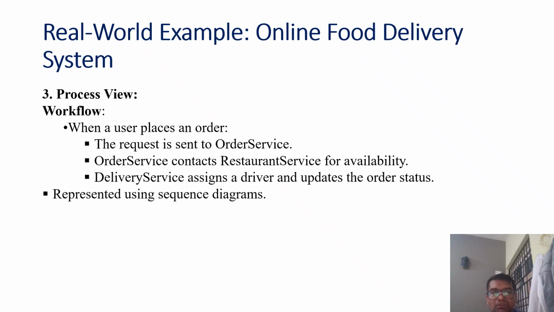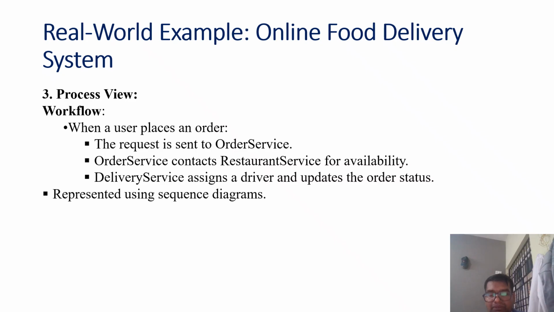Next, we have the process view. As the name itself says, we consider the process: in the food delivery system, requests, services, all these things come under the process view. When a user places an order, a request is sent to the order service. It means the request is sent to the restaurants, and the order service contacts the restaurant service for availability, the delivery service assigns a driver, and updates the order status.